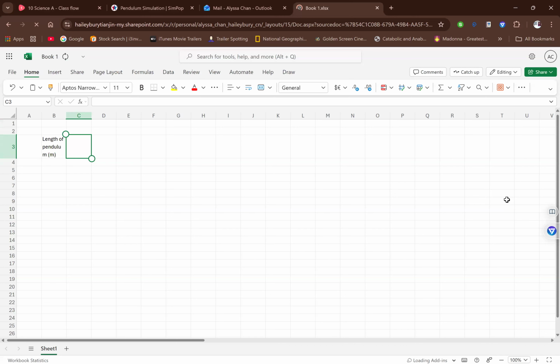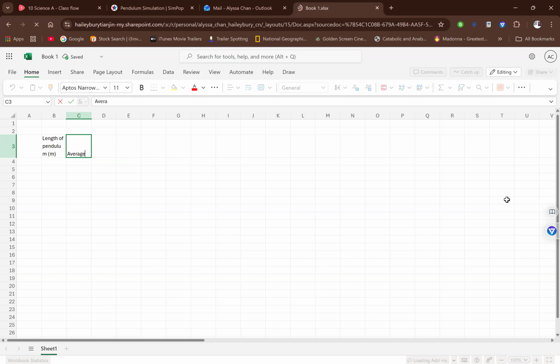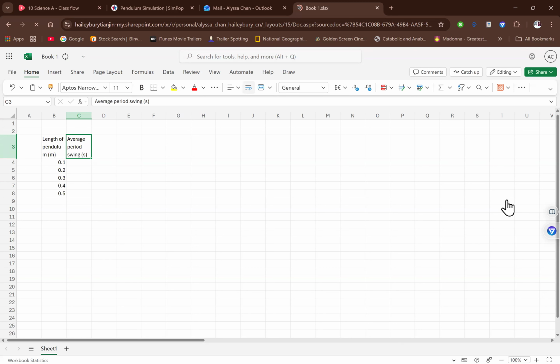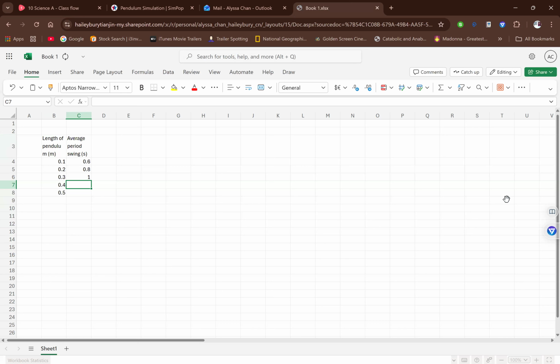Then after that, I have to repeat three times. So I take the average period swing. So it was in seconds. So let's say I started with 0.1, 0.2, 0.3, 0.4, and 0.5. So you must have at least a minimum of five independent variable. So let's say this is my swing time: 0.6, this is 0.8, this was 1.0, this was 1.1, this was 1.3, this was 1.6.